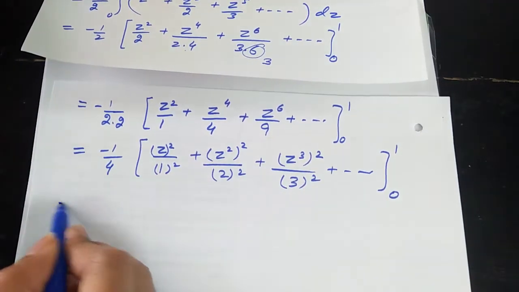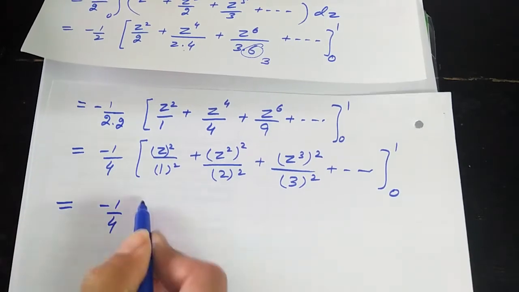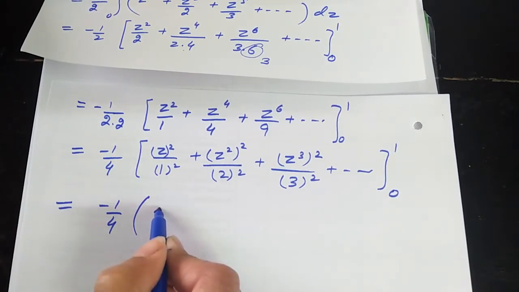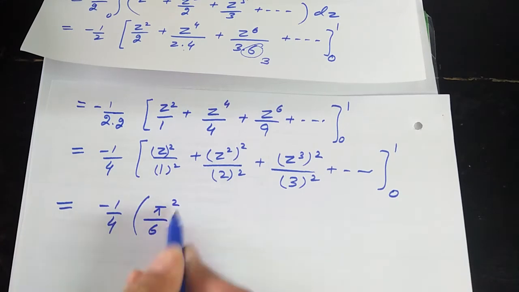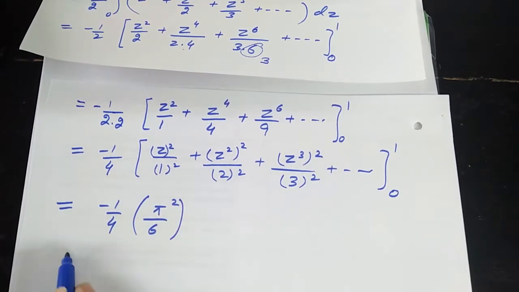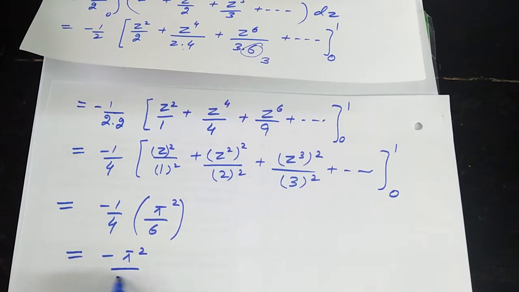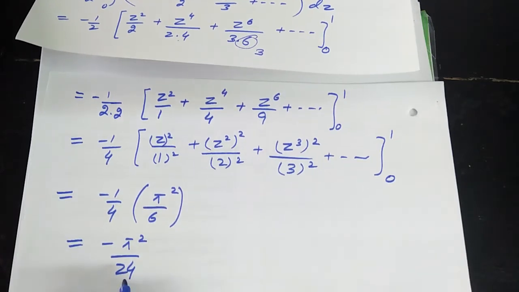This can be evaluated as minus 1 over 4, and it can be written as pi square over 6 after applying the limit. I will get minus pi square over 24 in my answer.